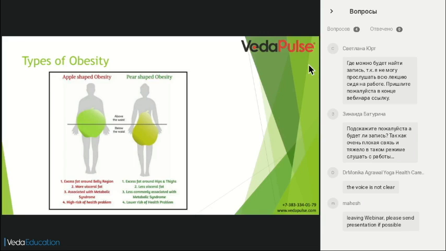On the other side, people who have pear-shaped obesity, they have more fat on their hips and thighs, and therefore it is not the visceral fat which is in the tummy, and therefore they have lower risk of health problems.